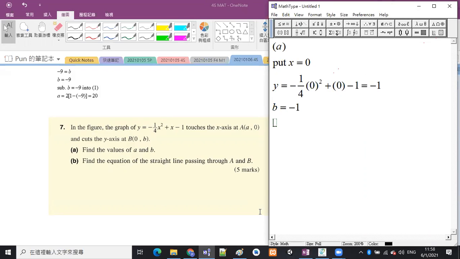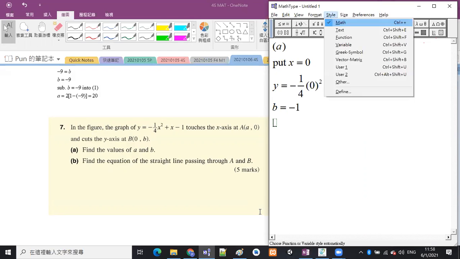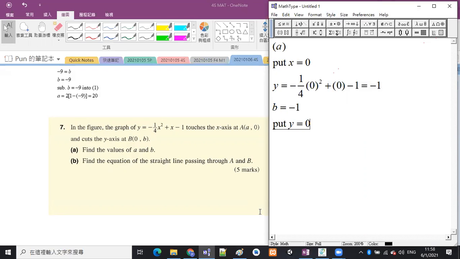Okay, and then to find A, we need to put y to be 0. So 0 is equal to negative 1 over 4 x squared plus x minus 1. And this is a simple quadratic equation.